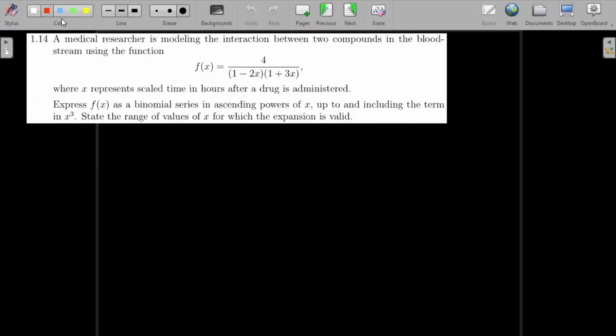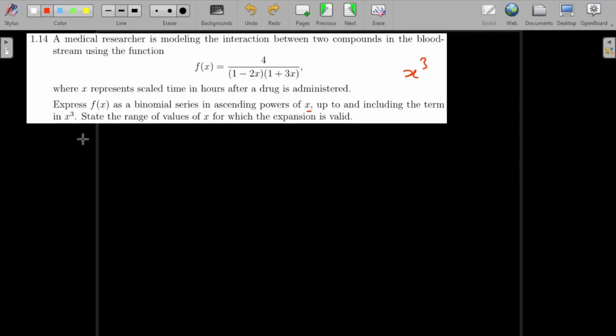All right, let's look at question 14. They're saying a medical researcher is modeling the interaction between two compounds in the bloodstream using this function, where x represents scaled time in hours after a drug is administered. Okay, so express f as a binomial series in ascending power of x up to and including the term x to the power 3. Okay, state the range of values of x for which the expansion is valid. Okay, so how do we answer this question? First of all, for us to express something like this as a binomial series, we have to resolve it into partial fractions.